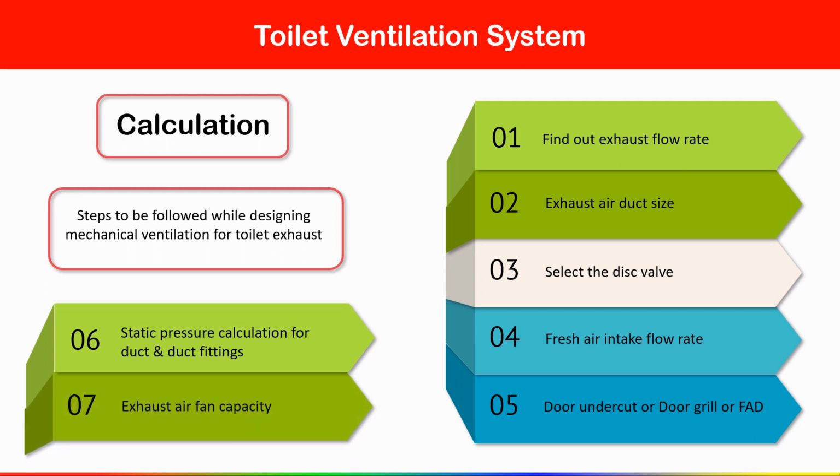Now in the seventh point it is written: exhaust air fan capacity. First of all we have to calculate the static pressure, then only you will get the exhaust air fan capacity. So these are some steps which we have to follow while designing mechanical ventilation for toilet exhaust.